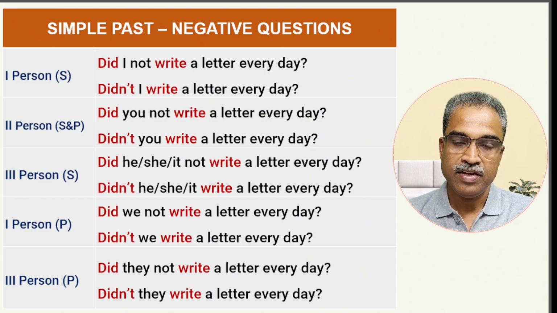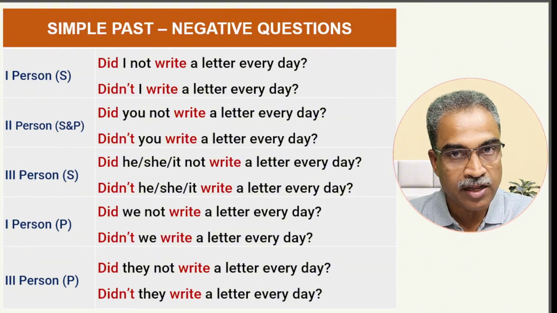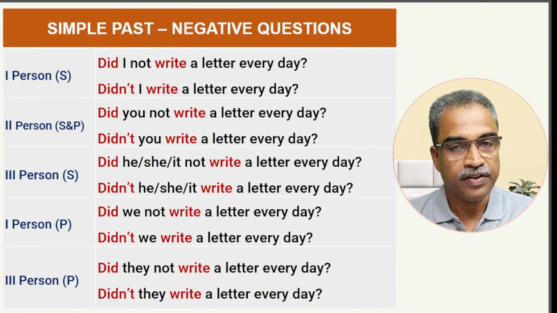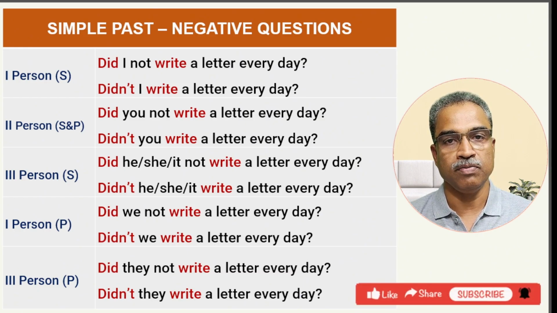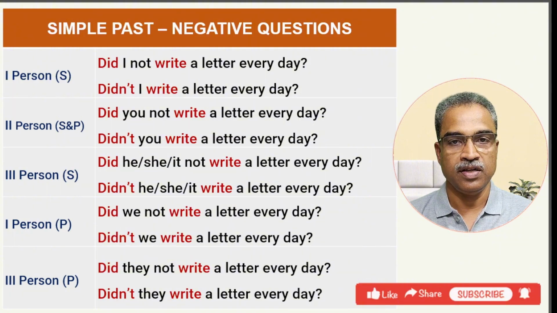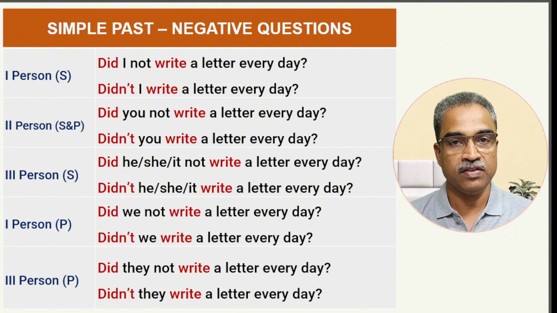Did I not tell you about this earlier? So these are some of the examples here. Remember, did, then subject, then not, then V1 form, that is the root form of the verb. So, did I not write? And if you use the contracted form, did plus not is didn't, just like do plus not is don't.